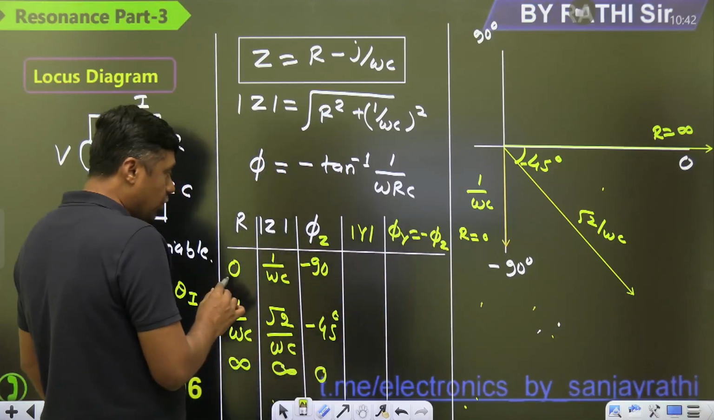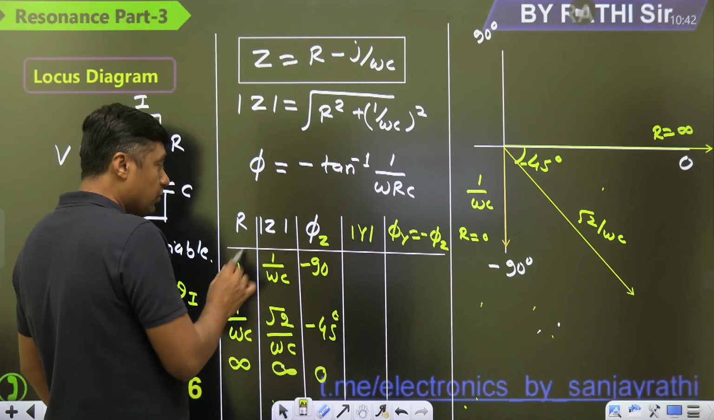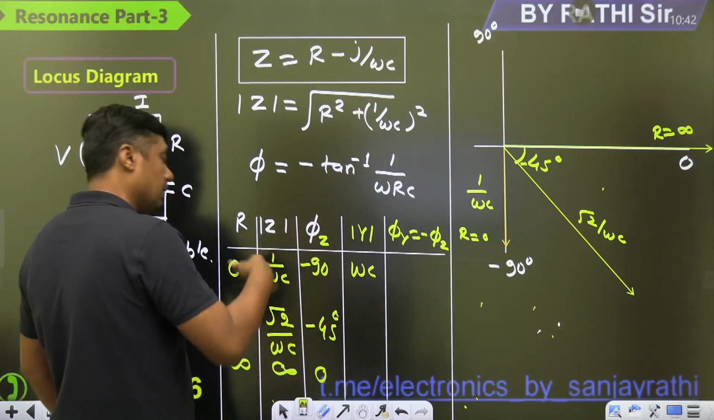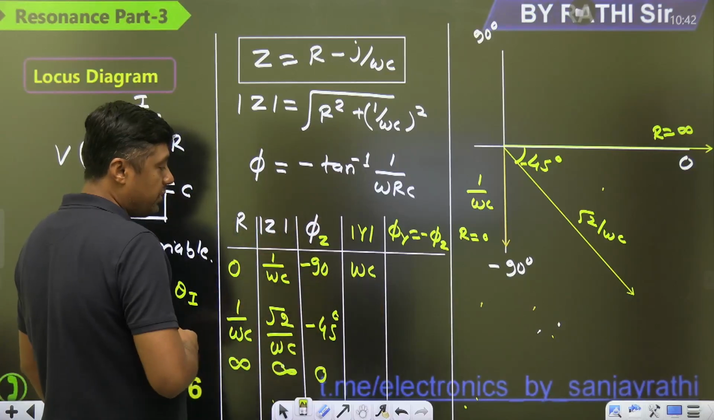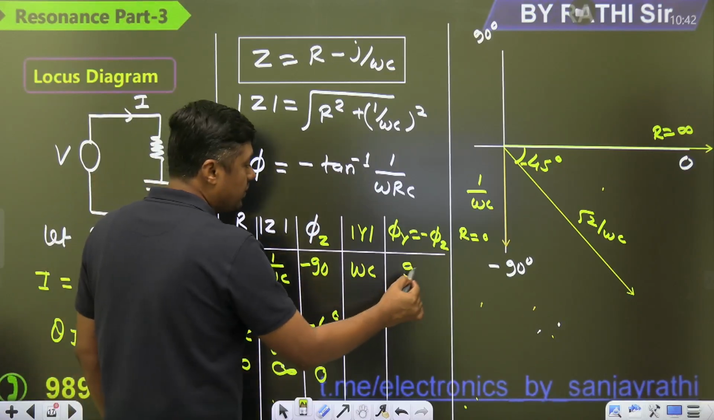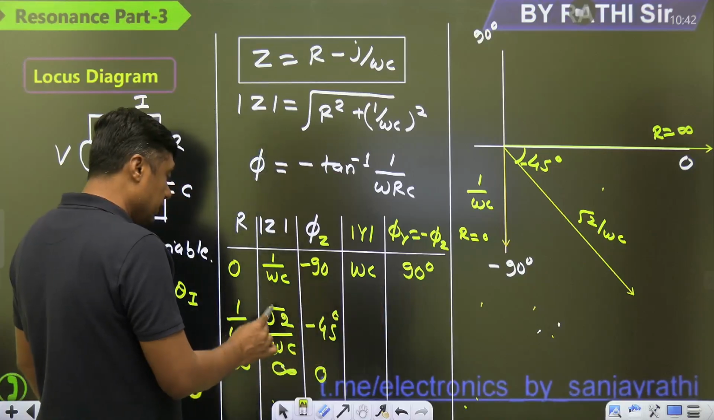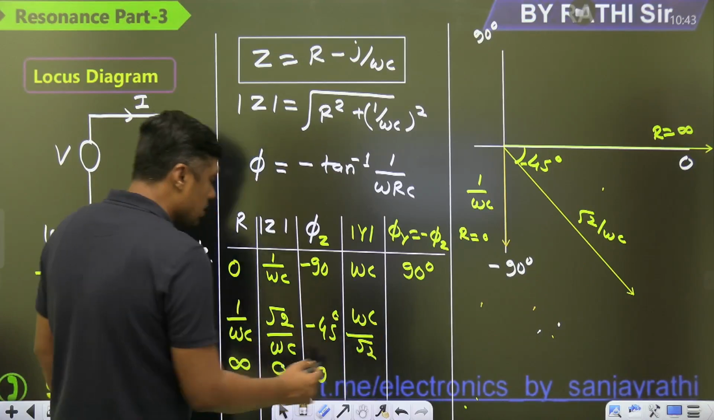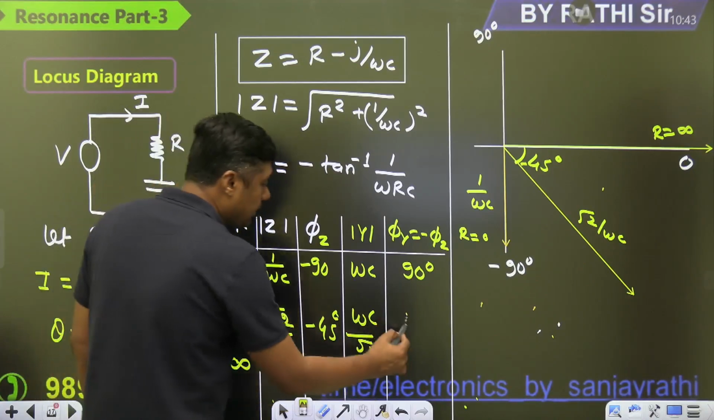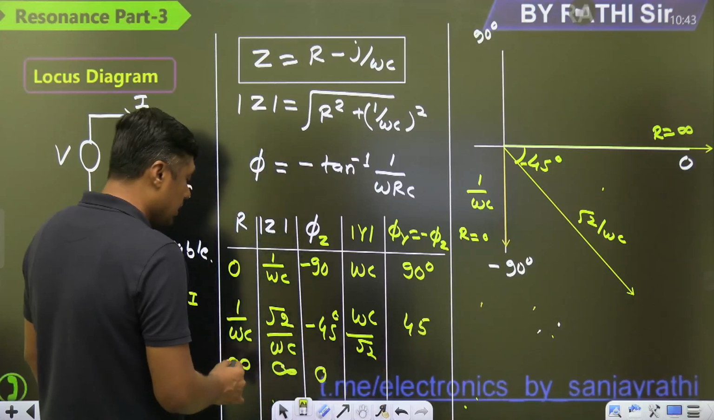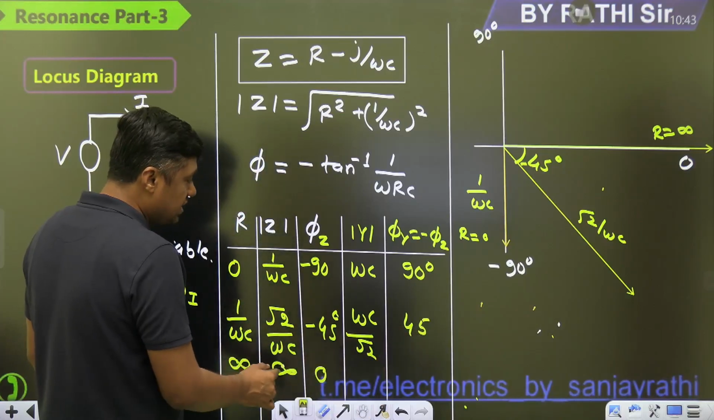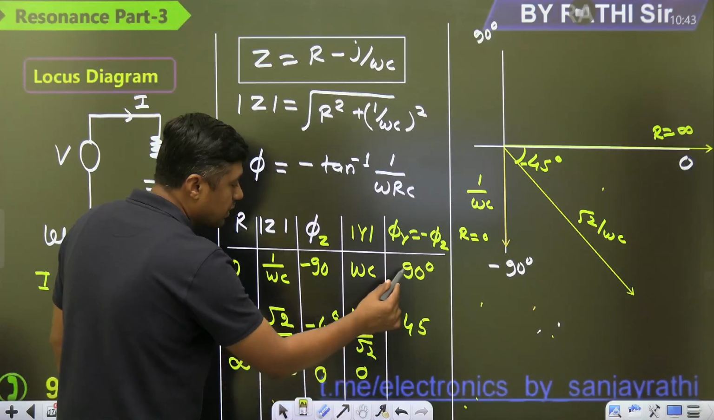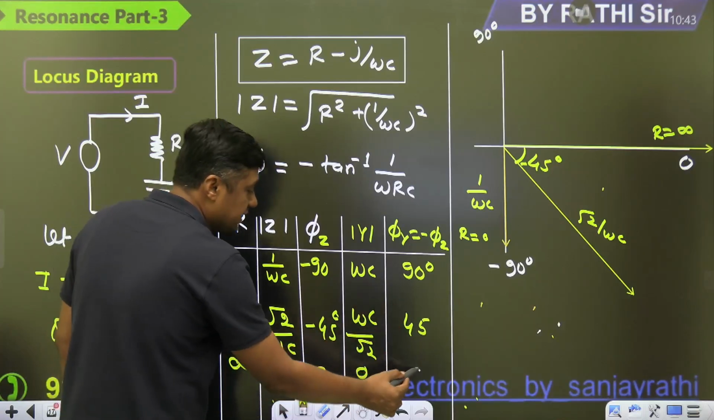So if R is 0, what is the Z? 1 by omega c. So what is the admittance? It will become the reciprocal of that, omega c. If it is minus 90, it will become plus 90. If it is root 2 by omega c, it will become omega c by root 2. And it is minus 45, it will become plus 45. When Z is infinity, the admittance will become 0. And the angle is 0.